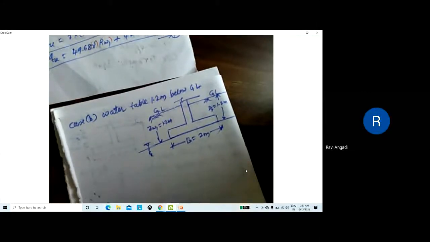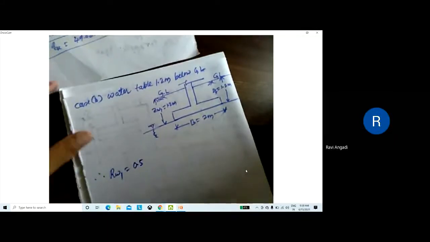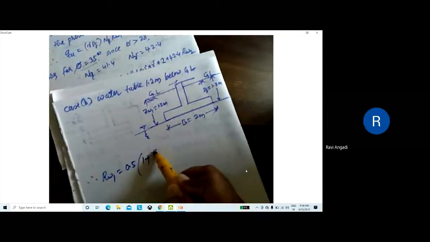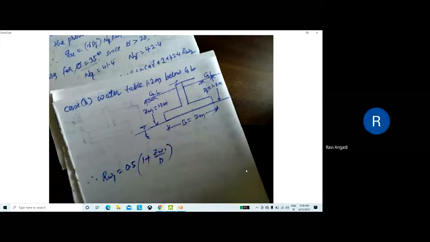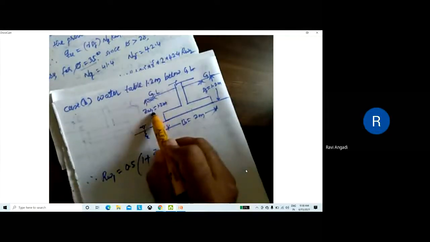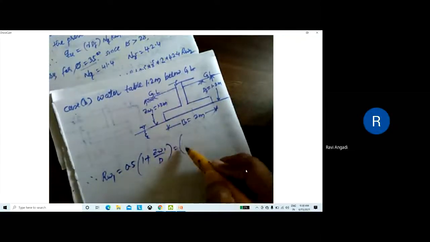Therefore, now you need to calculate RW1. RW1 is equal to, you use the equation given in the previous class, 0.5 times (1 plus ZW1 divided by D). Now since ZW1 is equal to D, correct? Because it is at the base of the footing. Yes or no? Yes, sir. ZW1 is equal to D. Then what is the value of RW1? 1.